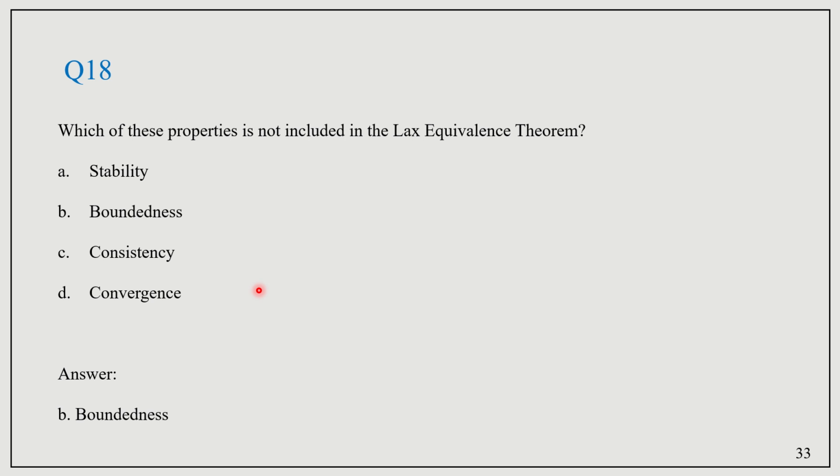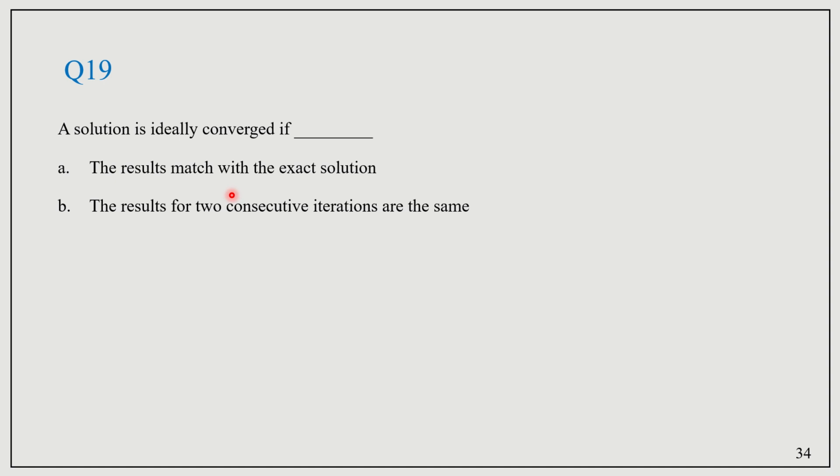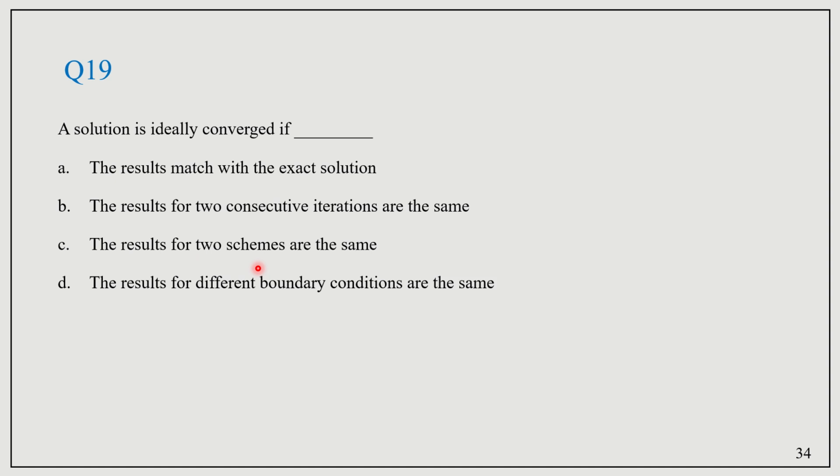Now coming to question 19, what is asked? A solution is ideally converged if dash. Option A, the results match with the exact solution. Option B, the results for two consecutive iterations are the same. Option C, results for two schemes are the same. Option D, results for different boundary conditions are the same.